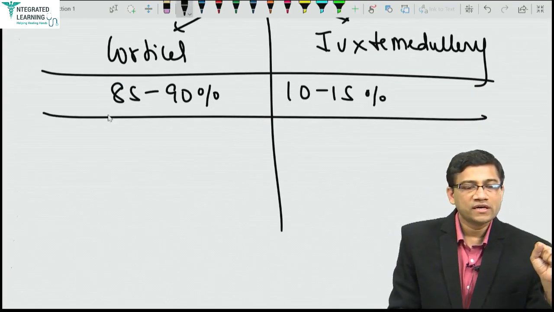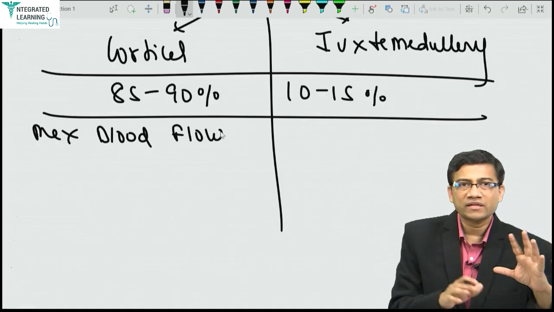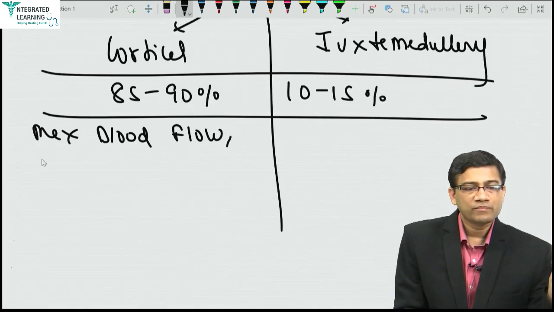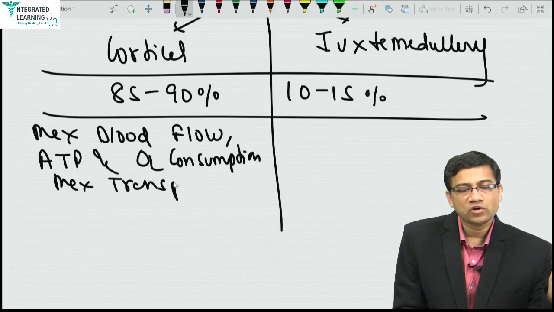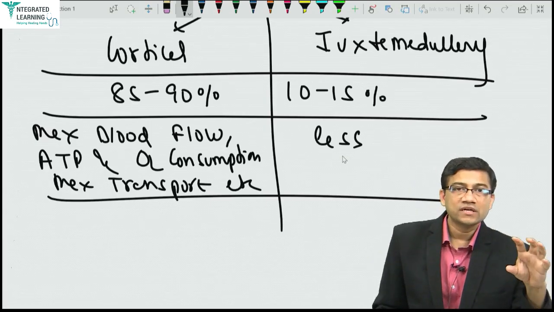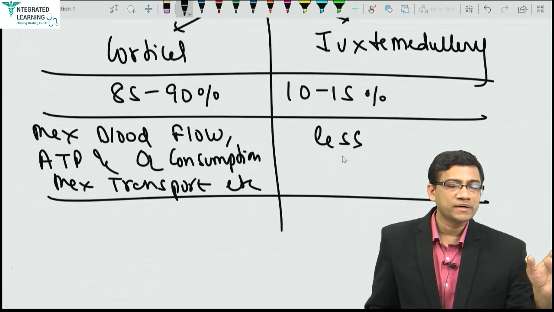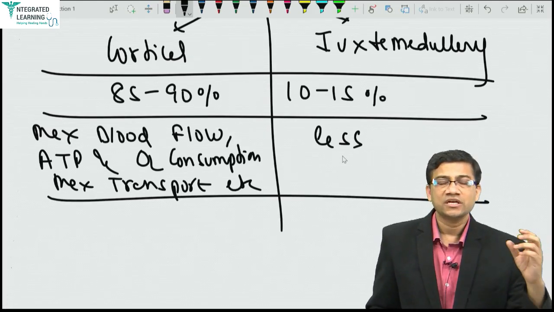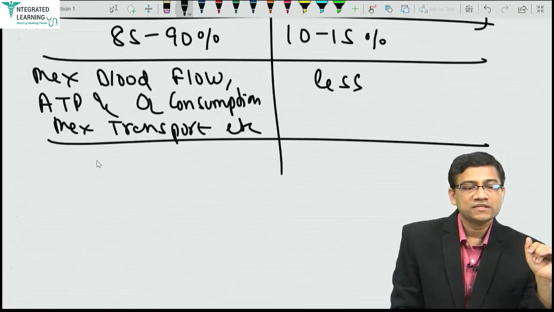Okay. Then cortical have everything max. They have maximum blood flow. So I will make it a simple table rather than making max, low, low, max, simple. Max blood flow, ATP and oxygen consumption, and also maximum transport, secretion, reabsorption, etc. So in terms of everything, cortical nephrons will win. Their PCT is super active, it absorbs the water, absorbs the glucose, also does acid secretion, everything is max in cortical nephron. One thing where they are defeated is the length.